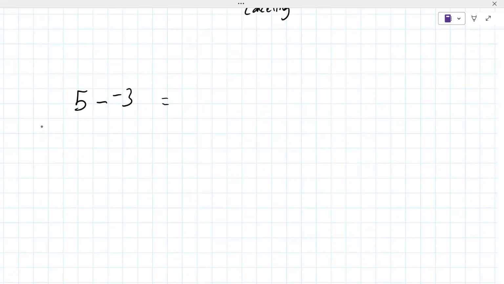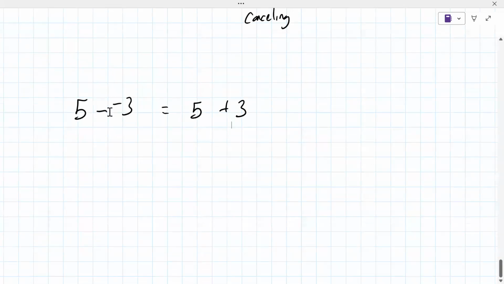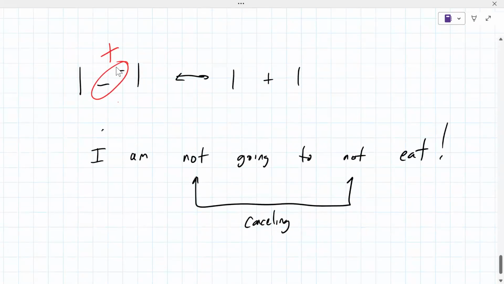That would become 2. It becomes 5 plus 3. Double negatives become a plus. That's the whole point of what we were saying here. Double negatives become a plus.